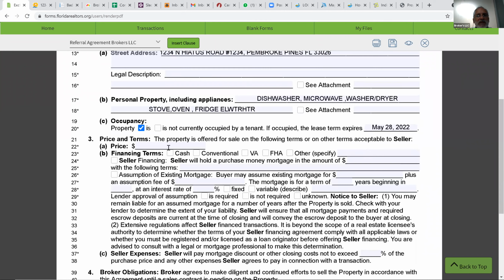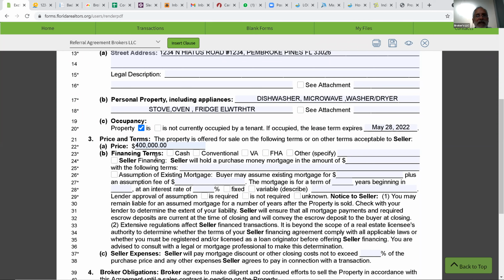Price and terms: after you do your best effort to find out how much the property will be sold for, or try to do your best CMA possible, in this crazy market it is always going to be overpriced, but everything is selling. So let's assume that we already did our CMA and we came up with a $400,000 price on this property.